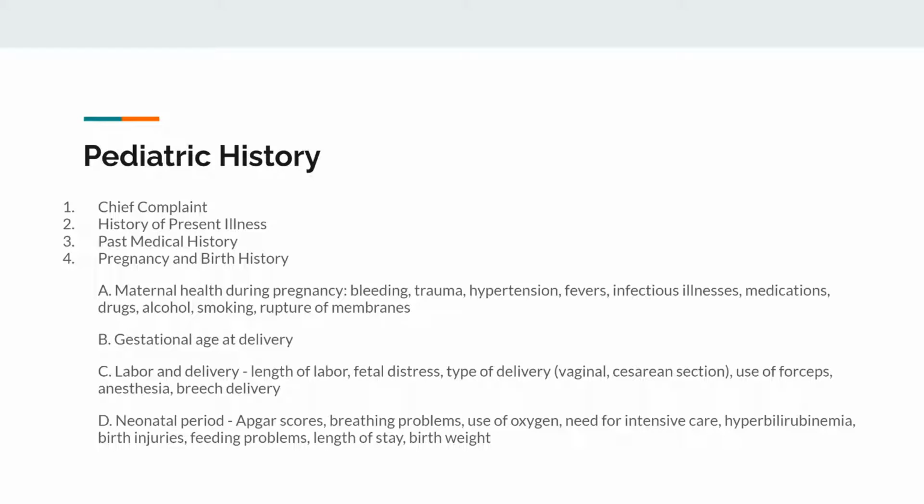And if you know what things have gone wrong, you can make a better analysis and a better diagnostic differential. The gestational age at delivery is very important. You need to know if the baby is premature or not, and stop at that. And then we come to the labor and delivery.